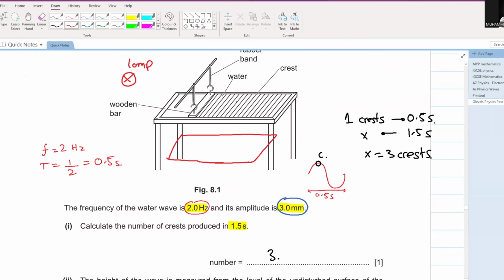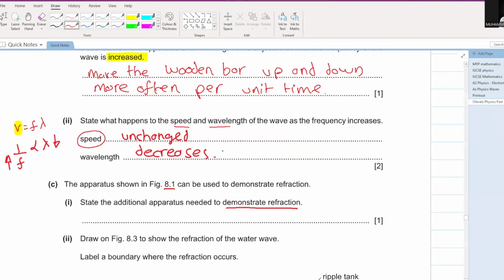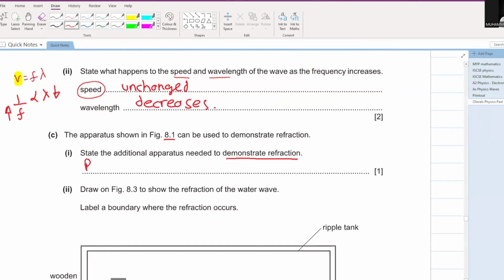Thirdly, you don't have a block. बेटा ब्लॉक क्यों चाहिए? Why do you need a block here? So that you can create a shallow and a deep region. You need at least a block in one of the regions so that you can create a shallow and a deep region. So you can write here plastic block is missing. Plastic or a wooden block is missing. Wooden block is needed. Perfect.